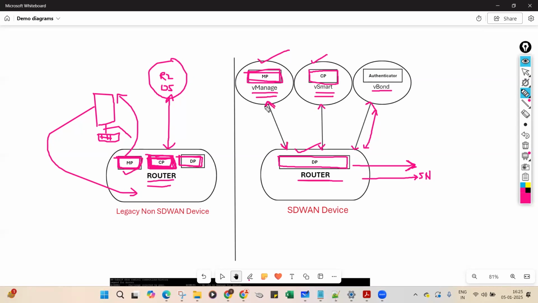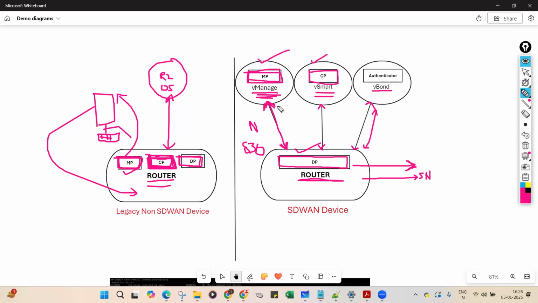Once the DTLS tunnel is formed between the router and the vManage, vManage will push the configuration on this router via the NETCONF protocol over TCP port 830.